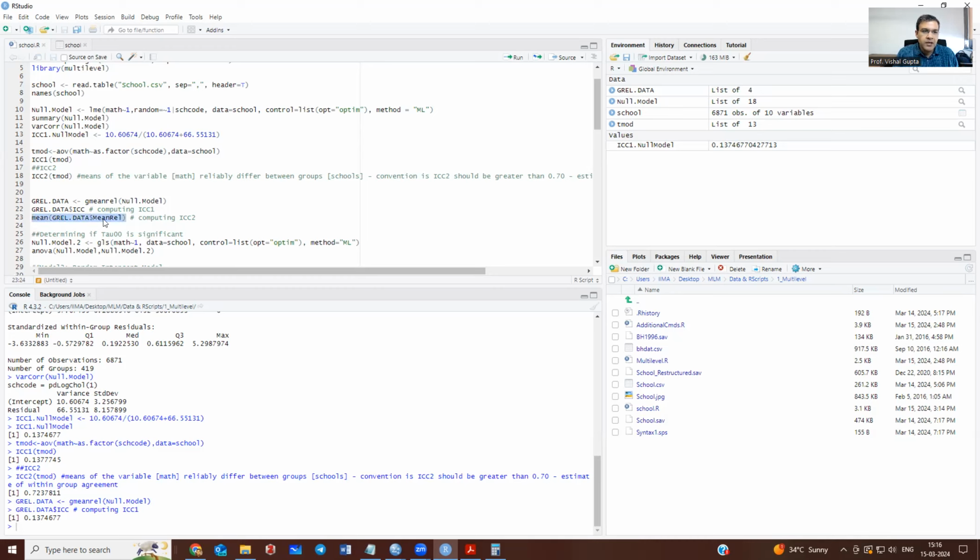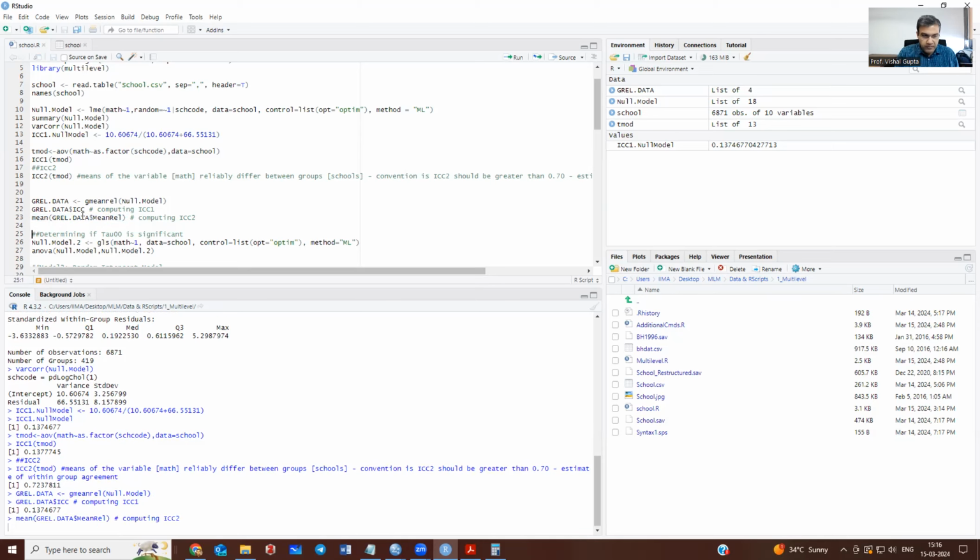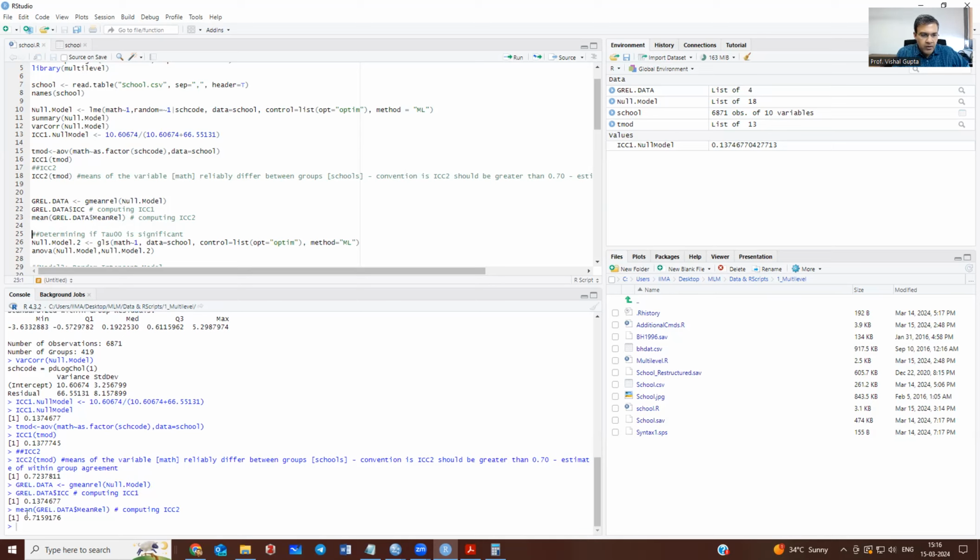You simply say mean of mean reliability. Okay, so just do the mean and you get about the same 0.72. So this is the ICC2. So this is how you can again compute using the third way. So I have shown you ICC1 three ways: one, then ANOVA, and then using this function. You can report whichever is giving you the best result, the highest values.